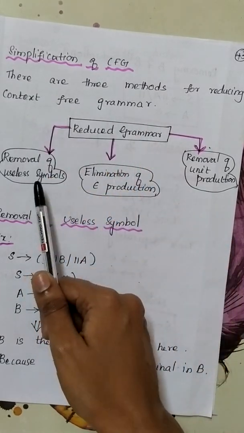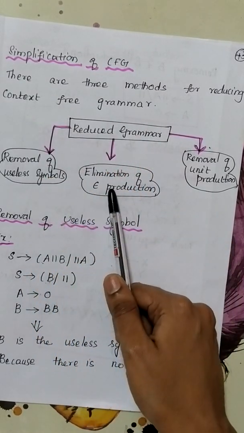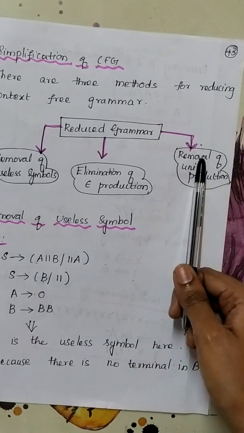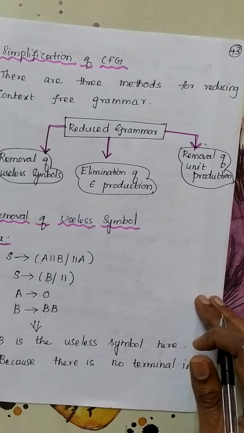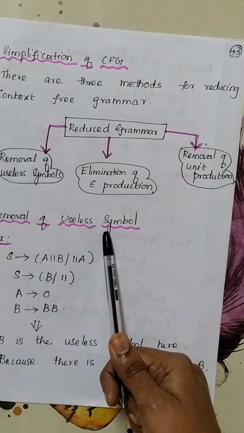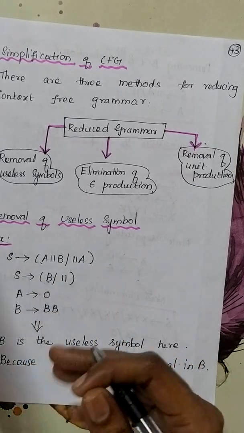The first one is removal of useless symbols. The second one is elimination of epsilon production. And the third one is removal of unit production. We will study them one by one. So the first one is removal of useless symbols, and I will explain it with one example.